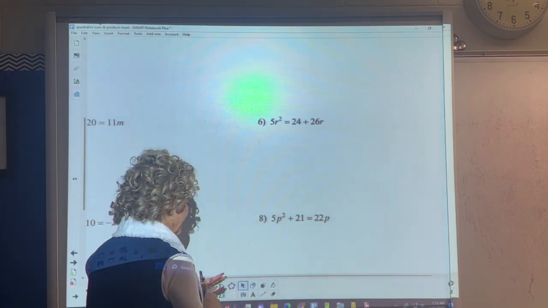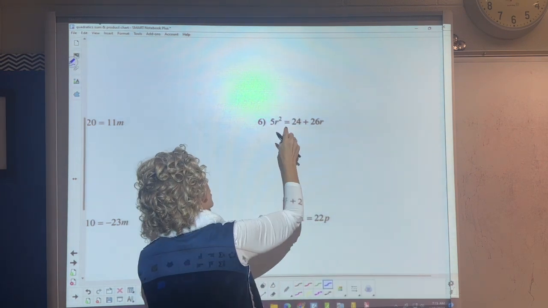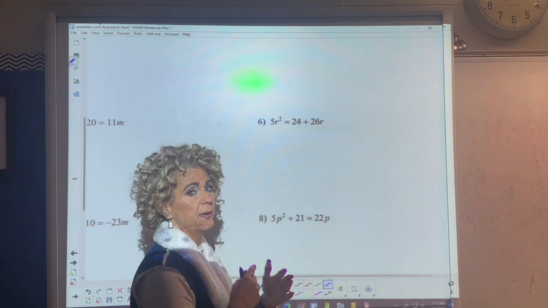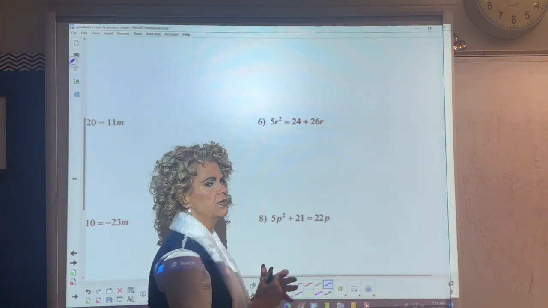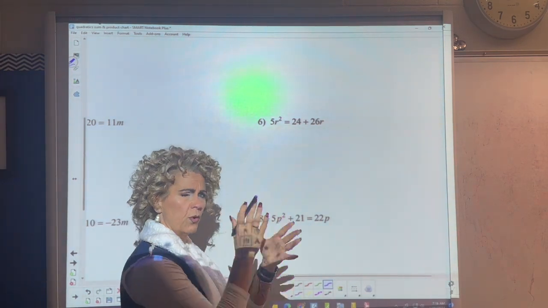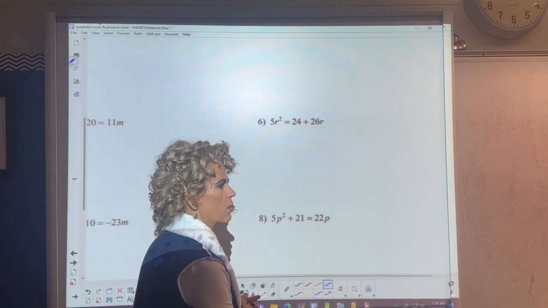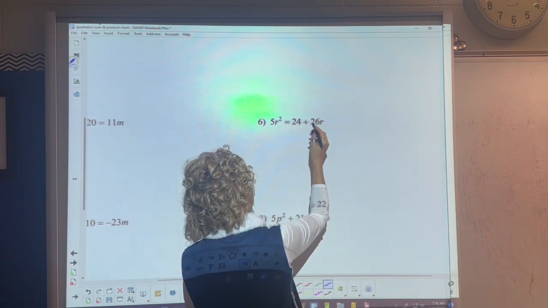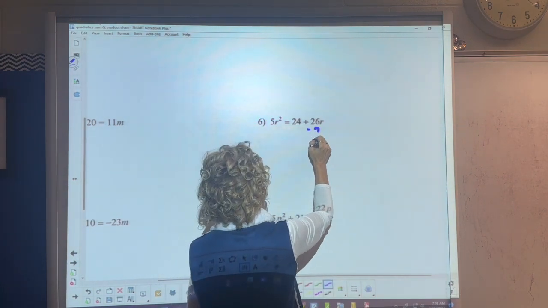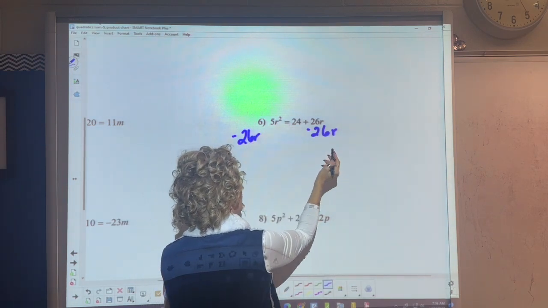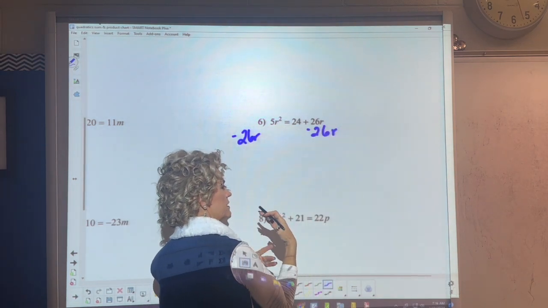And again, we have to pay attention to our signs. One side has to be equal to 0. Now, grant you, I could just subtract 5r squared from both sides, but we are always going to practice working with a positive coefficient of our quadratic term. So in this instance, I'm going to have to subtract 26r from both sides. What I do to one side, I do to the other. Additive inverses. I do it at the same time.